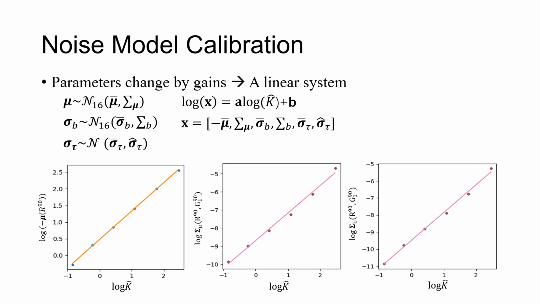Moreover, we noticed that the parameters linearly change with gains. Especially, a global bias decreases rapidly below the black level with lifted gains, k. We use the least square method to fit the linear system. After fully formulating the noise model, we generate noise data from clean images for model training.